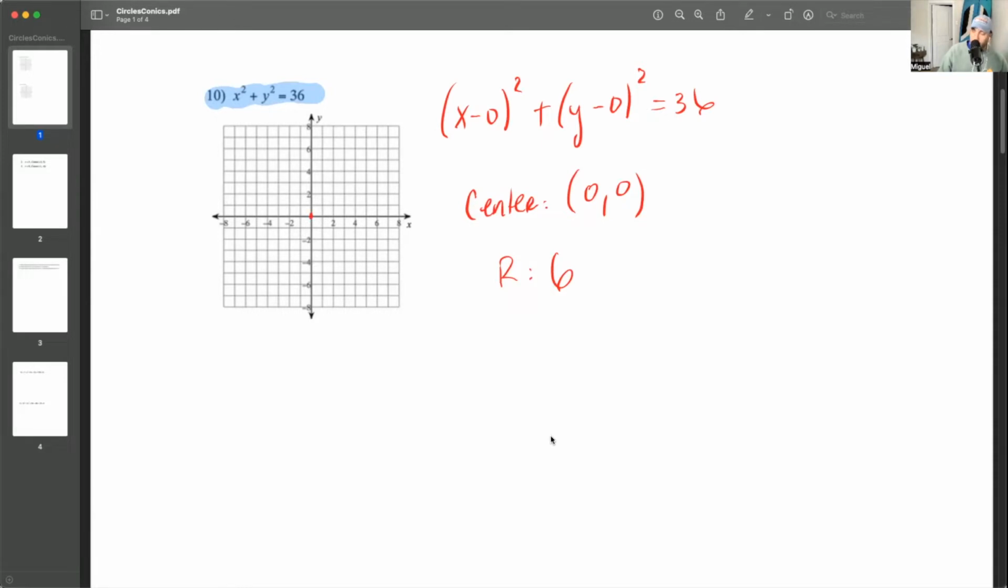I have my center at my origin. I know that my point is going up 6 units from the center. I'm just going to go ahead and graph that there. 6 units downward from the center, 6 units to the right, and 6 units to the left. You see that? I graphed the center and then the 4 points that I think are the most important when it comes to a circle here.